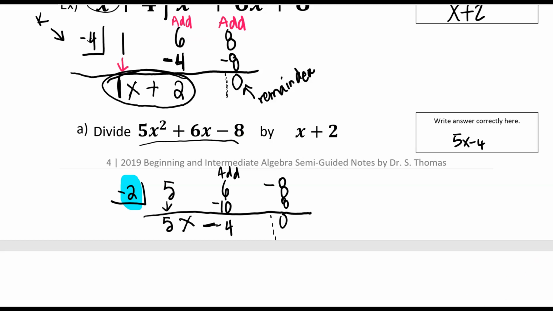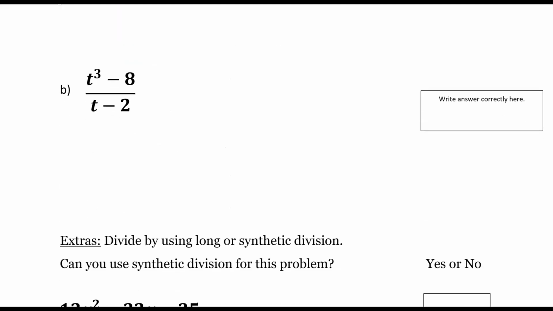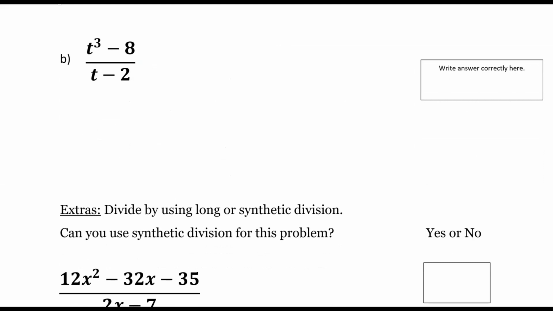Moving on. Let's try t cubed minus 8 over t minus 2. What is our k in this case? Well, it's opposite of what you see here, so it would be a +2. But notice we're missing some terms, right? We're missing the 0t squared and the 0t. So when we write down the coefficients, we should put 1 for t cubed, 0 for 0t squared, 0 for 0t, and -8.